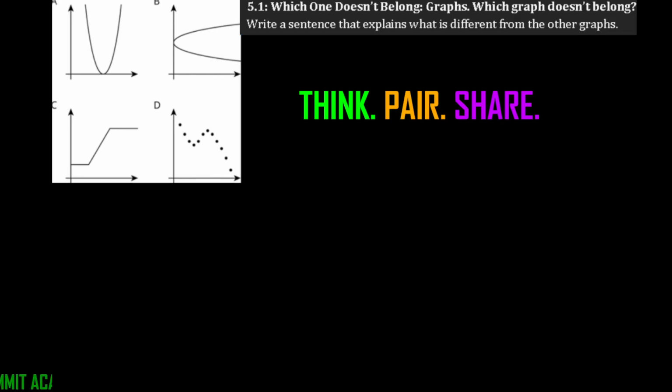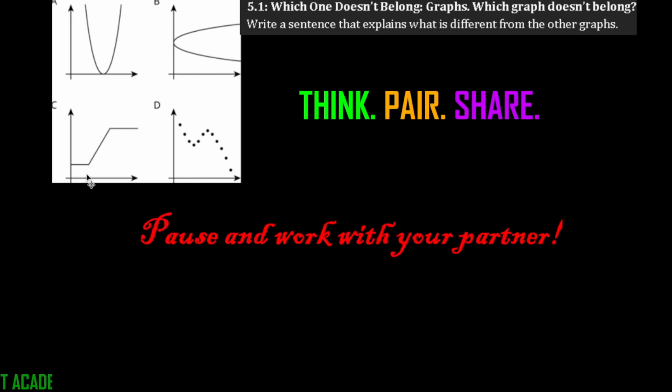So for this first part, I want you to think, pair, share. And what that means is I want you to pick one of these graphs, A, B, C, or D, and say which graph doesn't belong. So it says to write a sentence that explains what is different from the other graphs. So pick one and say why it is different from the other. So make sure you can pause, work with your partner, think, pair, and share.